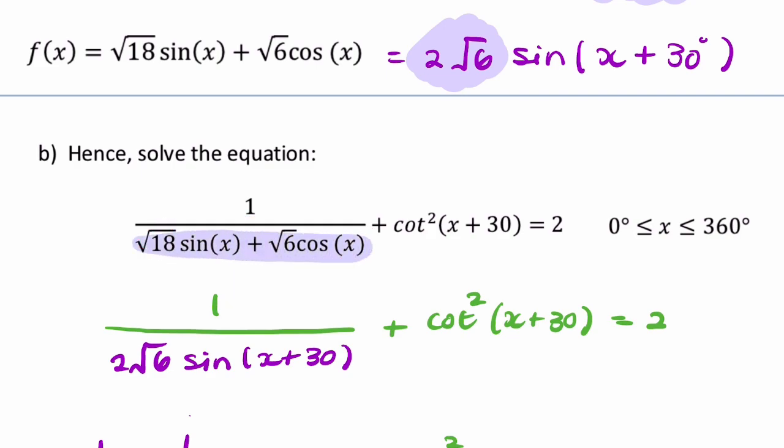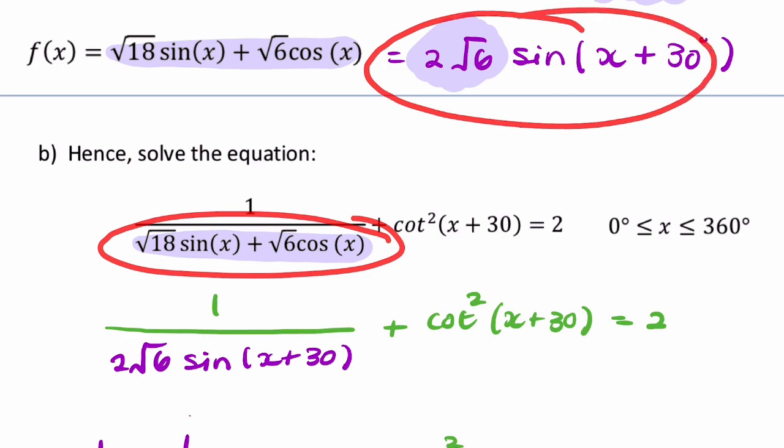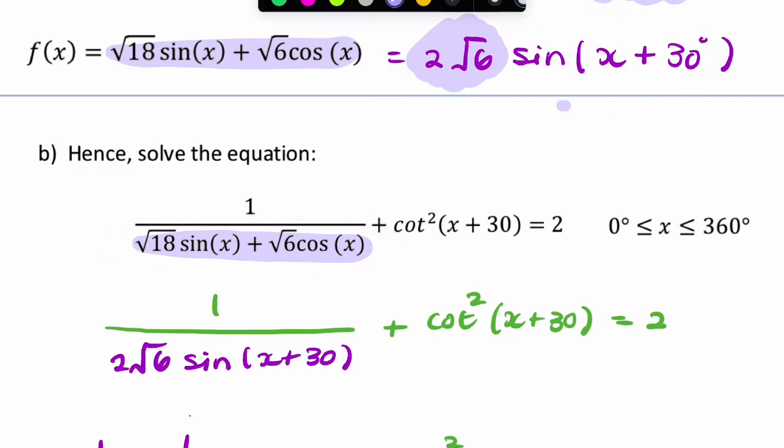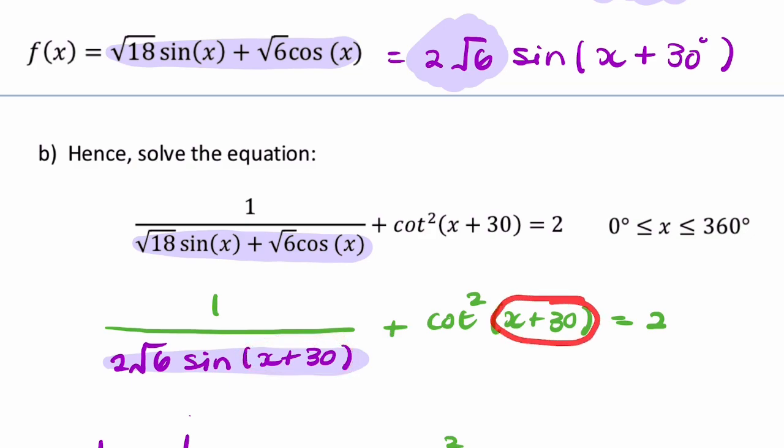So this is that. And when they say hence, they mean using what you've just found. And what we've found is that we can replace f of x with that. So we can take this and replace it with this. So we can take that and replace it in the denominator. So now it looks slightly better. Instead of having sine x, cosine x, and x plus 30, now we have everything in terms of x plus 30. We have an x plus 30 here and an x plus 30 here.